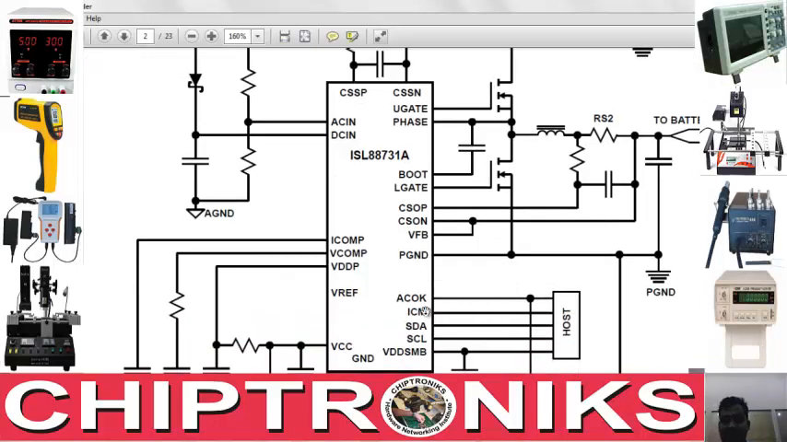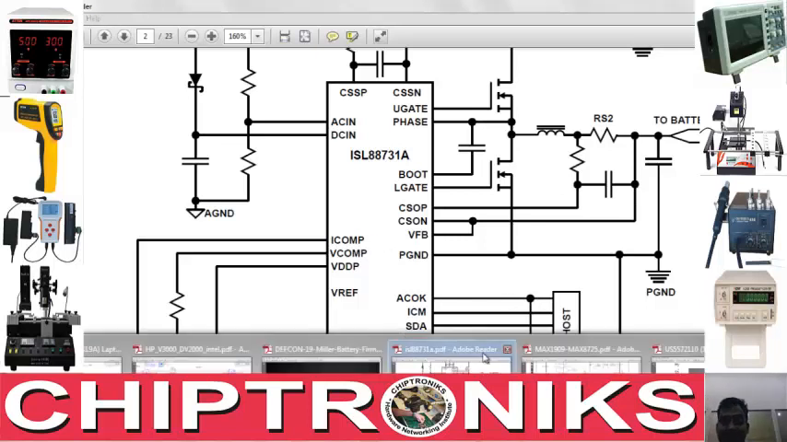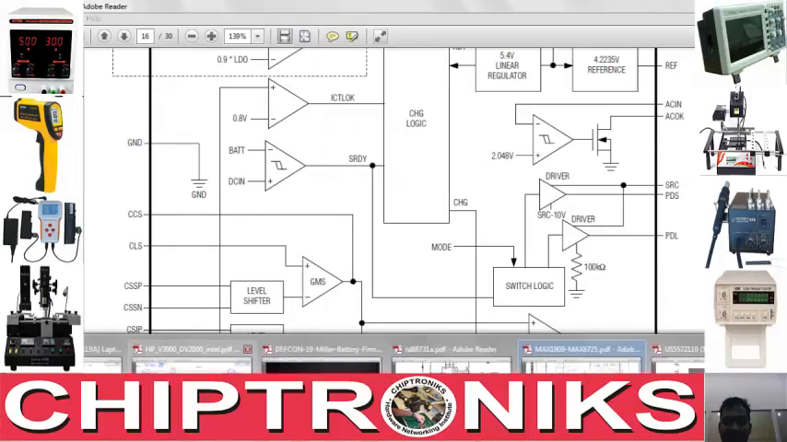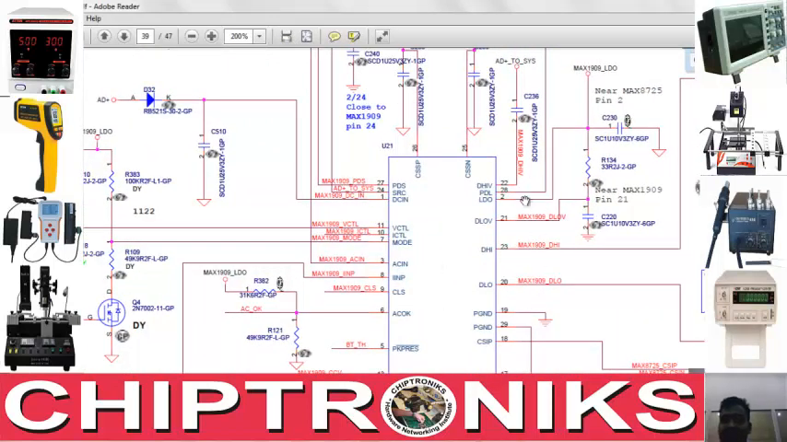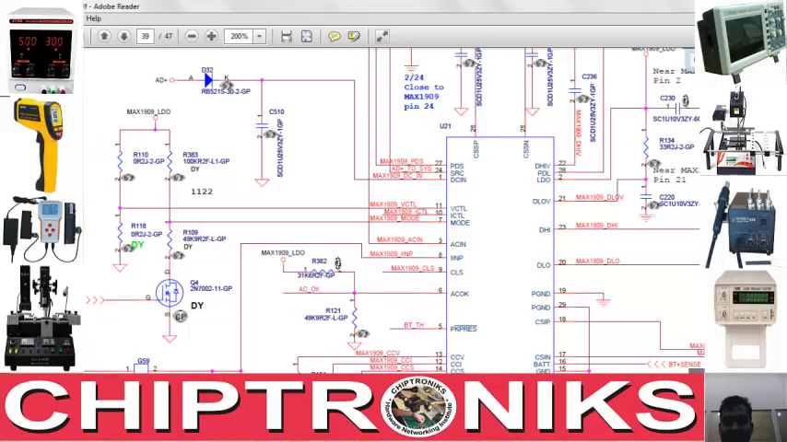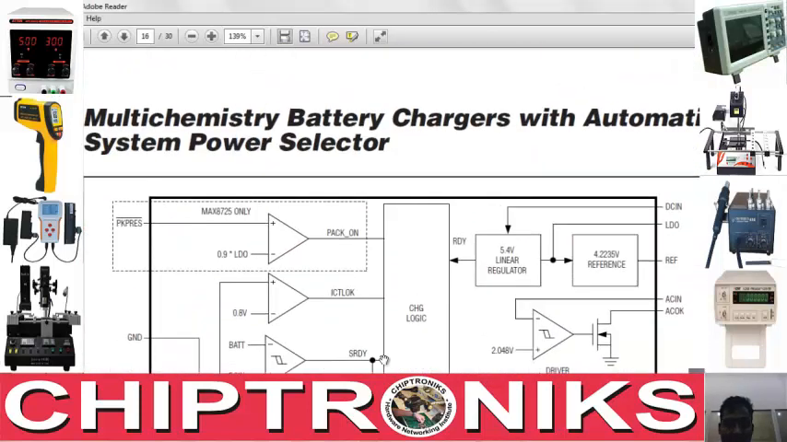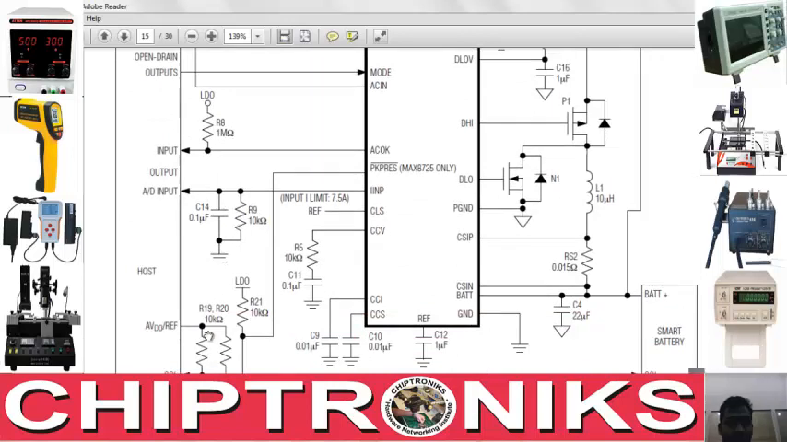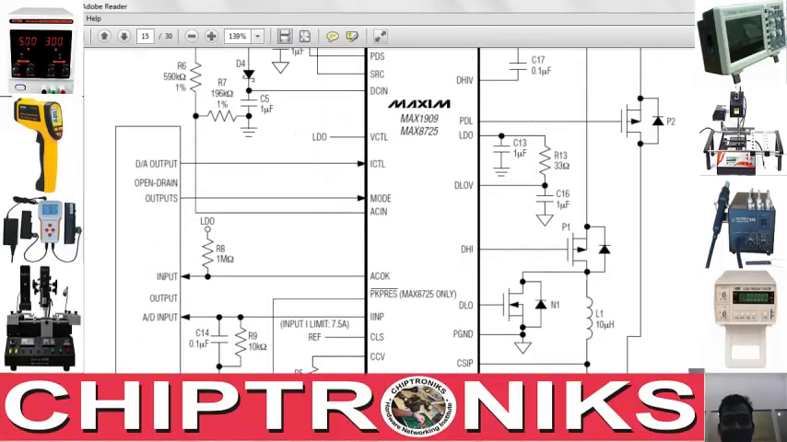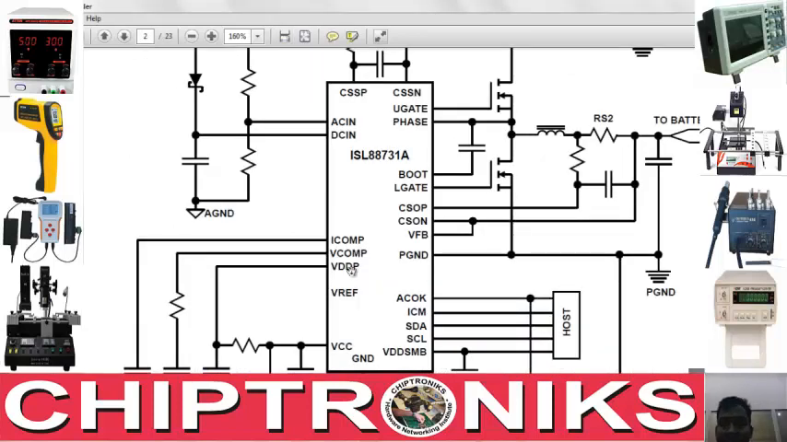And there is one more difference. There is SDA and SCL, that is the SM bus connection from the charger IC to the IO controller. Whereas in this one we don't have it. You see over here, we don't have SMBC and SMBD connection. We don't have SM bus connection between the charger IC and the IO controller. There is an output from the IO controller. What is the output? The output is ICTL. You can see over here there is no ICTL.